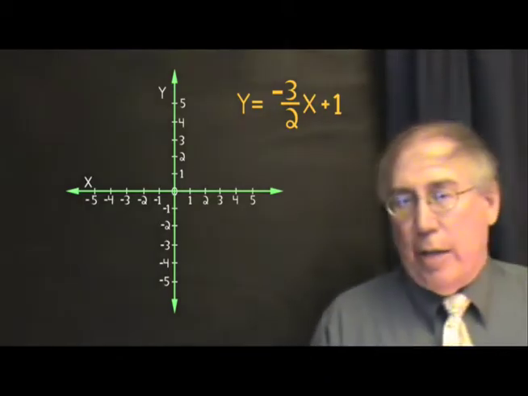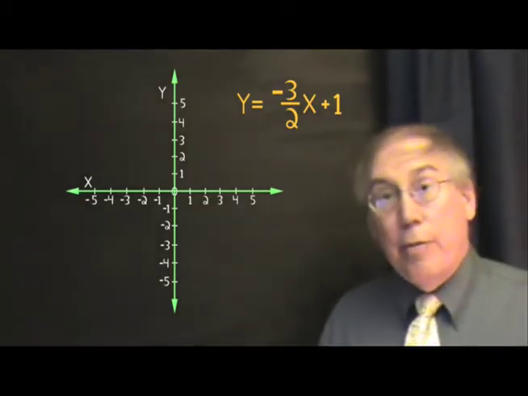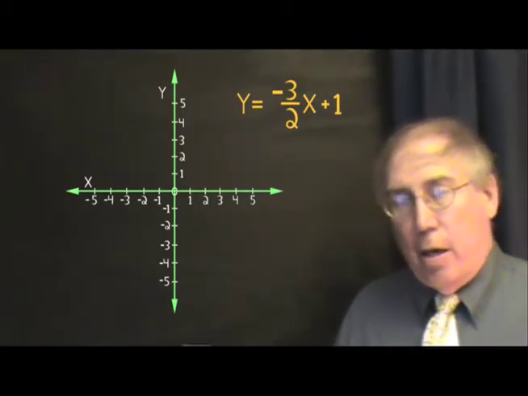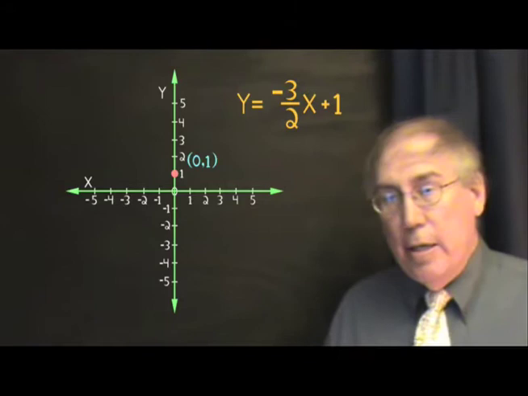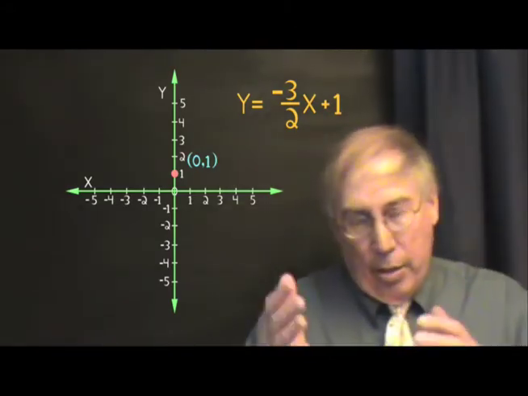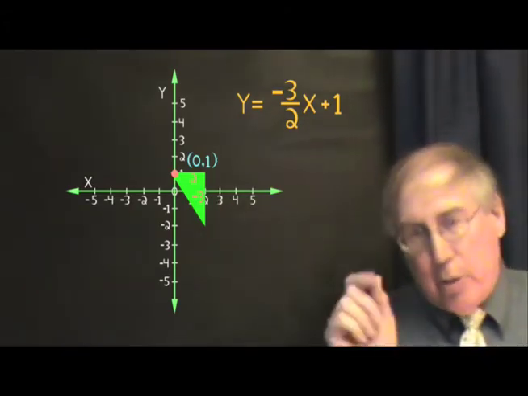So let's try that same thing. We'll put a 0 in for x, and then our y is going to be 1. That's where it's going to cross. That 1 there is the y-intercept. It crosses at (0, 1) there.